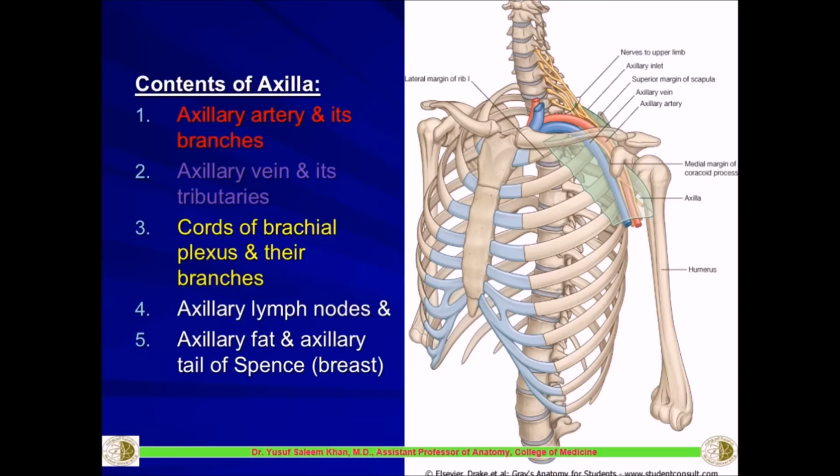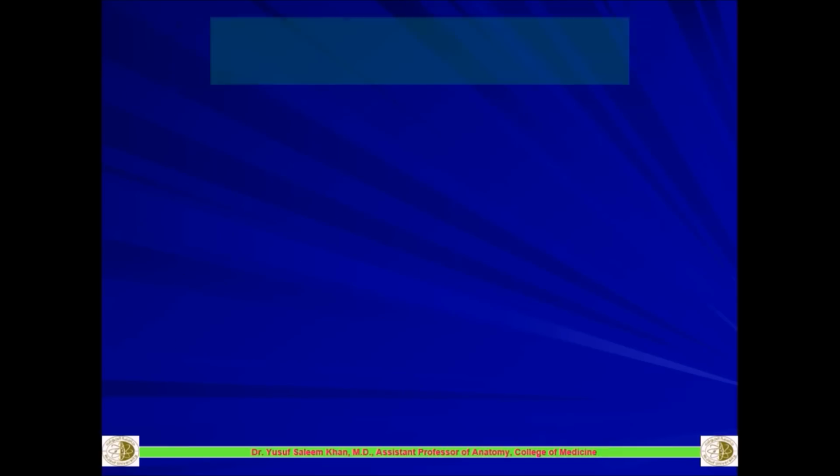One is the axillary artery and its branches, the axillary vein and its tributaries, the cords of the brachial plexus and their branches, the axillary lymph nodes, as well as the axillary fat, as well as the axillary tail of Spence, which is an extension from the mammary gland. So these are some of the important contents of the axilla.